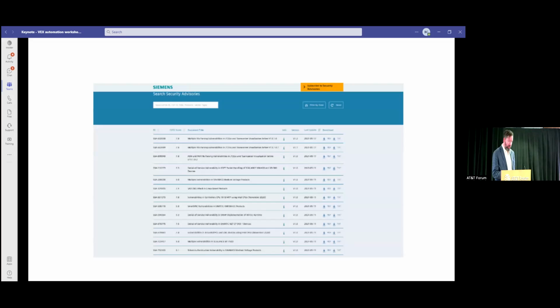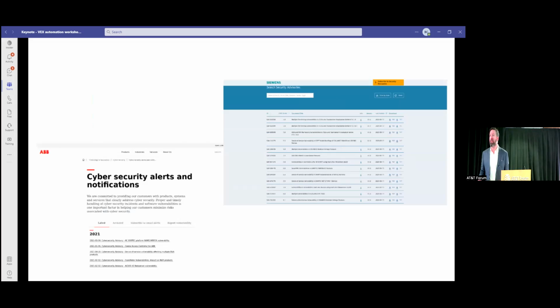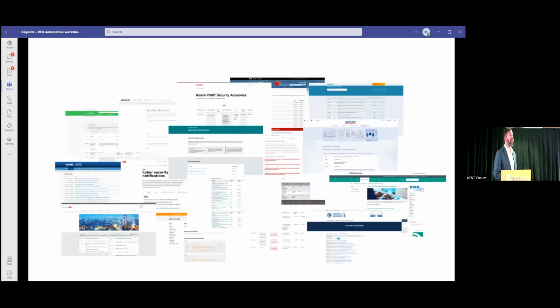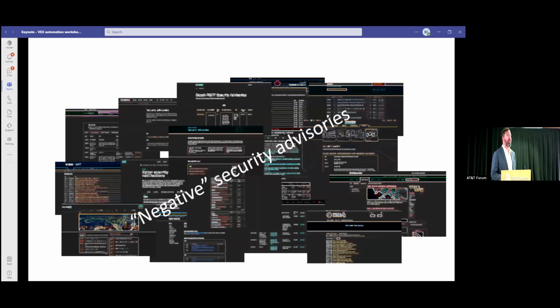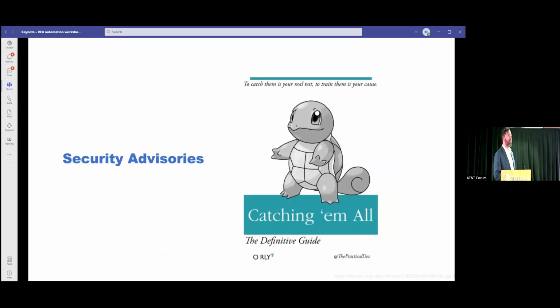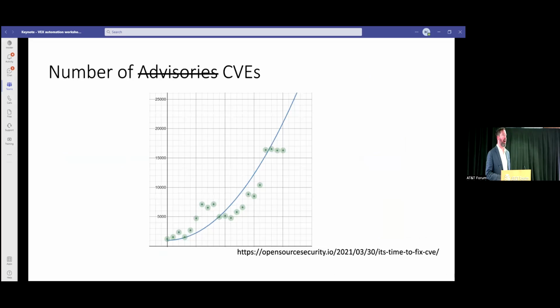And we're all familiar with security advisories, right? You've seen one, you've seen two, you've seen three, you've seen a whole bunch of them. And part of the problem is even when we want negative security advisories, they all look a little different, right? They're really hard to manage. And of course, the number of security advisories keeps growing, and it's going to get bigger as people pay more attention to what's in their software.